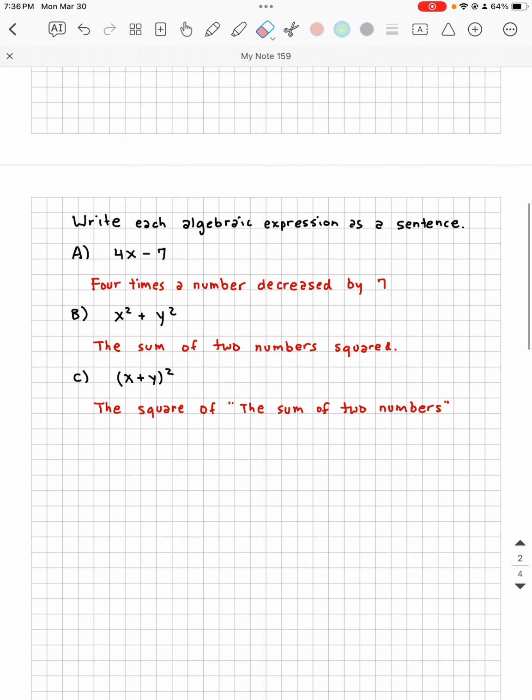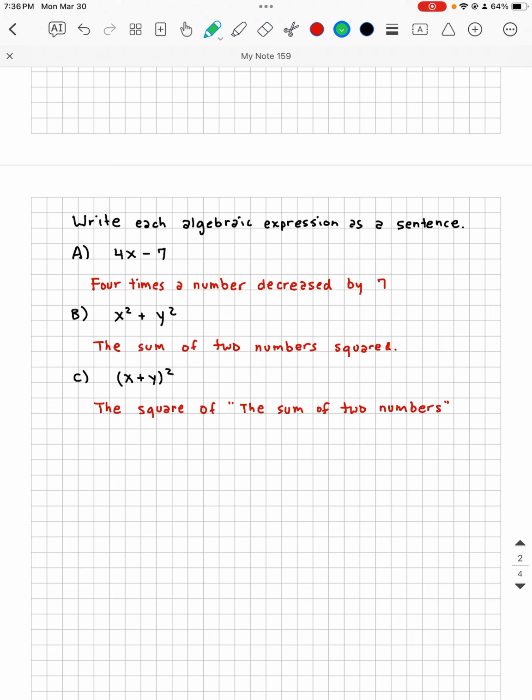Now, going backwards, here's what we're going to do. We're going to go ahead and give you some mathematical expression which you're going to write out as a sentence. And I kind of did it ahead of time just to save a little bit of space and time also. First one is 4x minus 7. So same idea as before, right? Going from left to right.